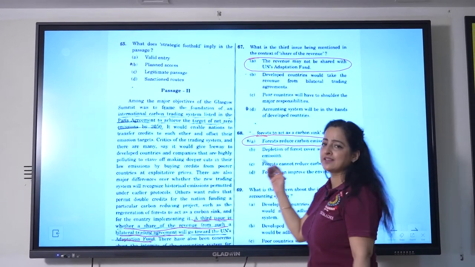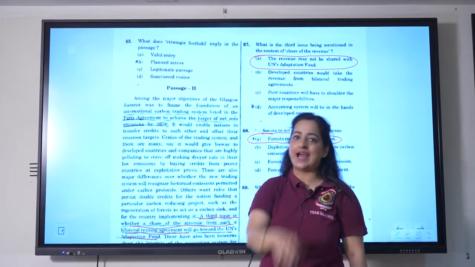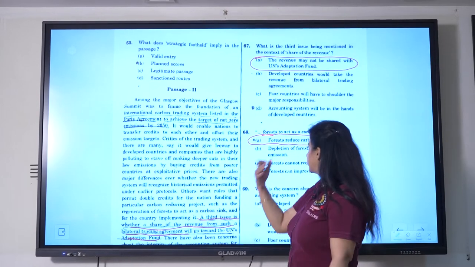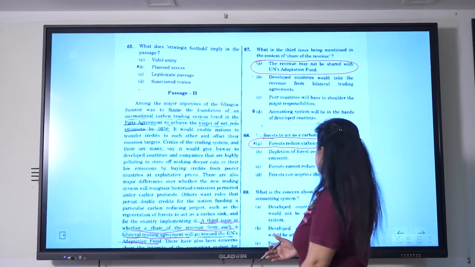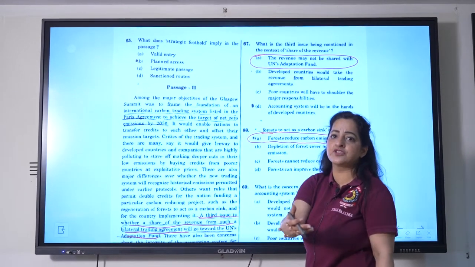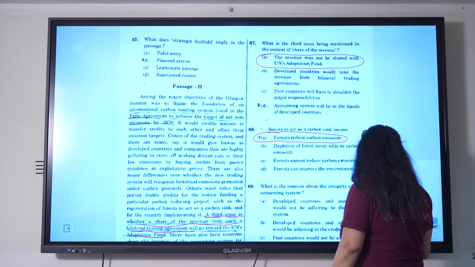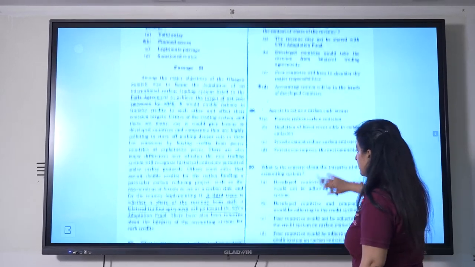And carbon sink, a little bit of your geography knowledge will come in handy over here. You know, it just reduces the carbon emission. It's like a dump. So which is why it is contributing as a carbon sink. Okay.